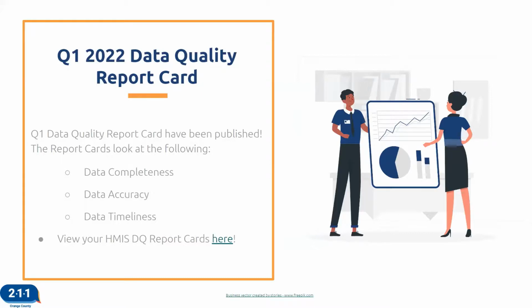So the data timeliness tab of the DQ dashboard shows the average number of days taken to enter for project starts, project exit, and services provided. And you can find your report cards for your agency linked here on the screen, and it will also be included in the meeting minutes as well. Okay, I'm not seeing any questions, so we'll move forward. Thank you.